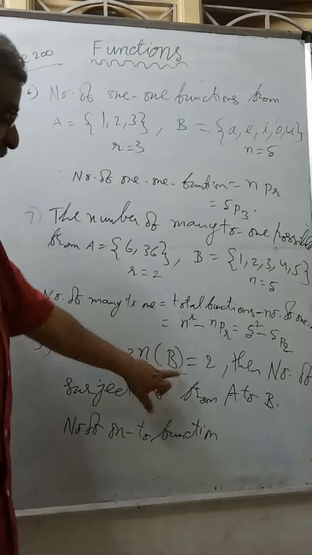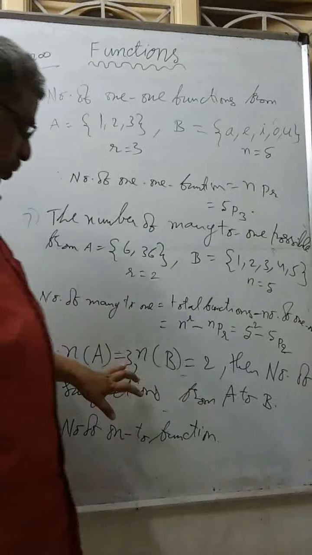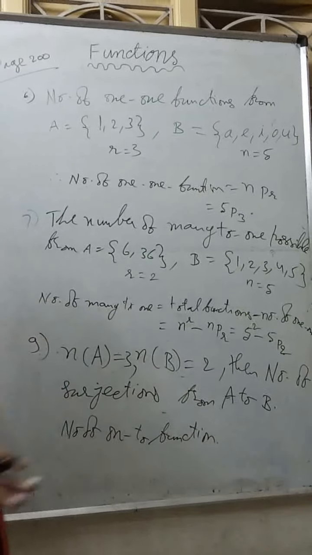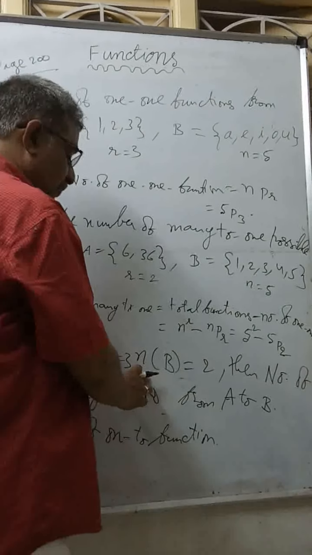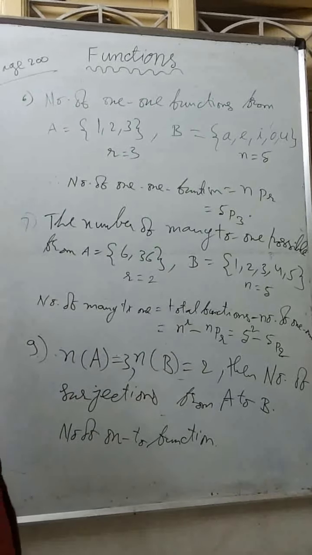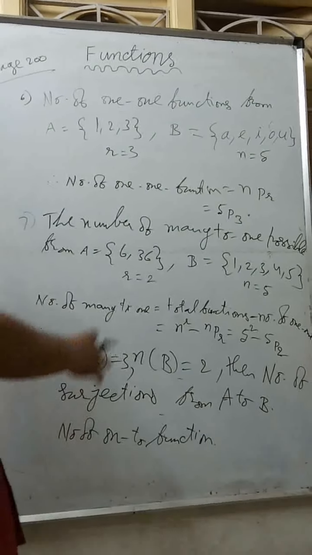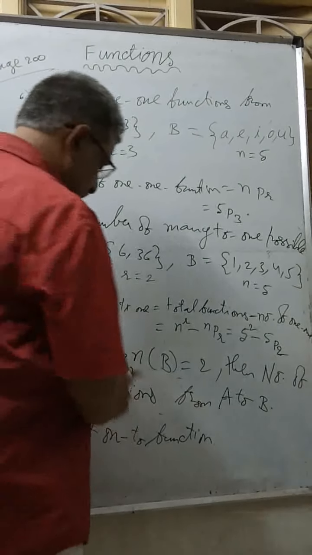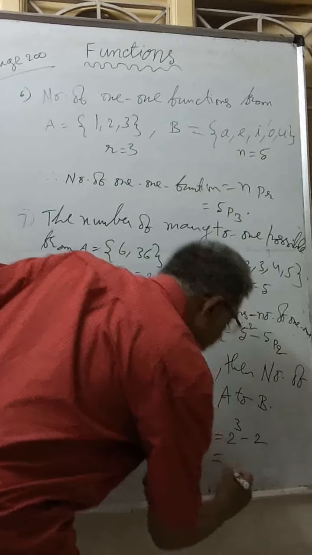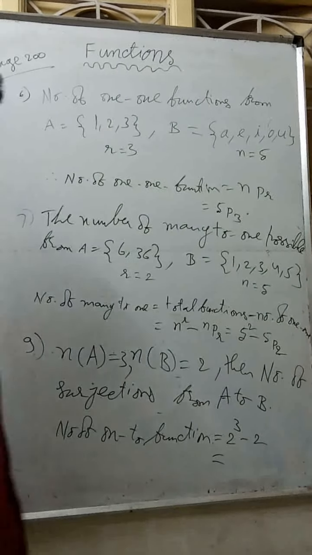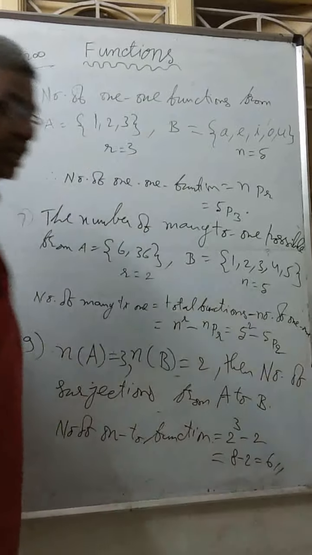So here n of A is 3, n of B is 2. So you can form onto functions. A contains 3 elements, B contains only 2 elements. So the number of onto functions means total functions minus into functions which are not onto. For this I told you the direct formula: 2 power n minus 2 gives the number of onto functions. Here n is 3, so 2 cube minus 2 gives the number of onto functions or surjections. 2 cube is 8, minus 2 equal to 6 is our final answer.